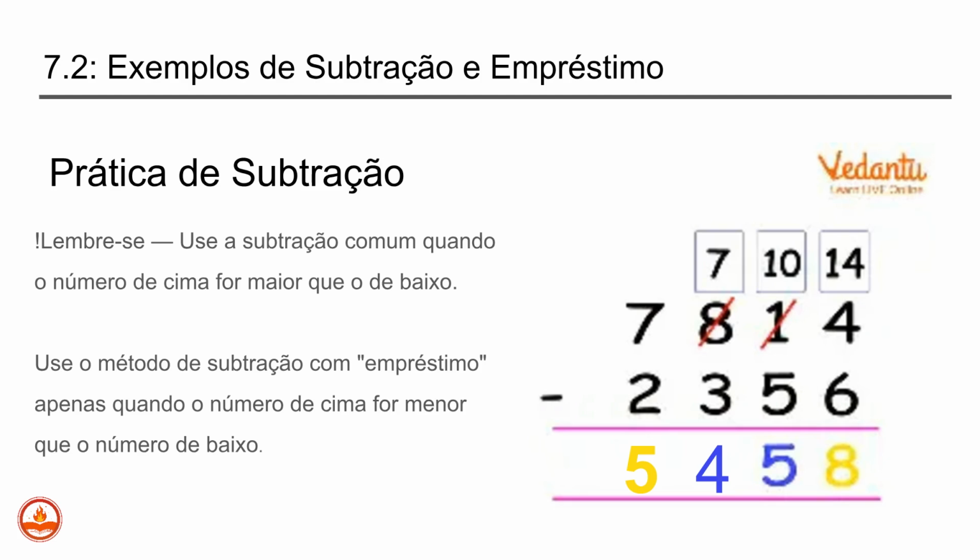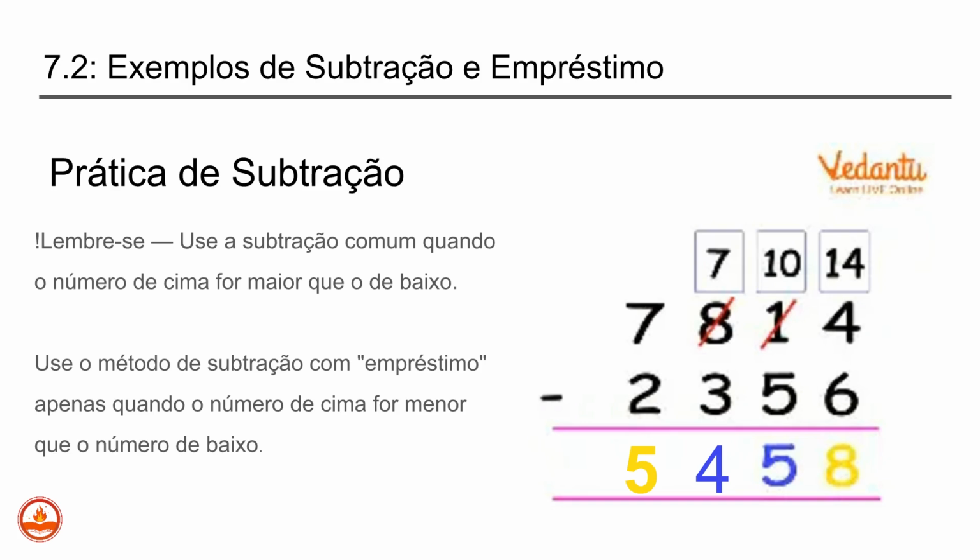Now, let's start with the practice problem. I know it looks a little harder than the last one, but with borrowing, we can do it. Let's start. What is 4 minus 6? We need to use borrowing for that because the 4 is less than the 6. So we will borrow 1 and make the 4 into 14. So what is 14 minus 6? 8.